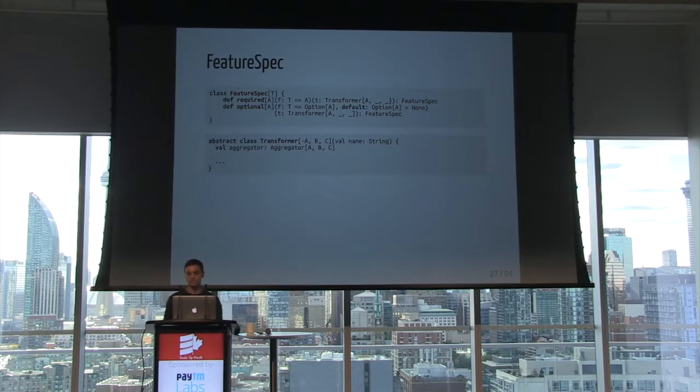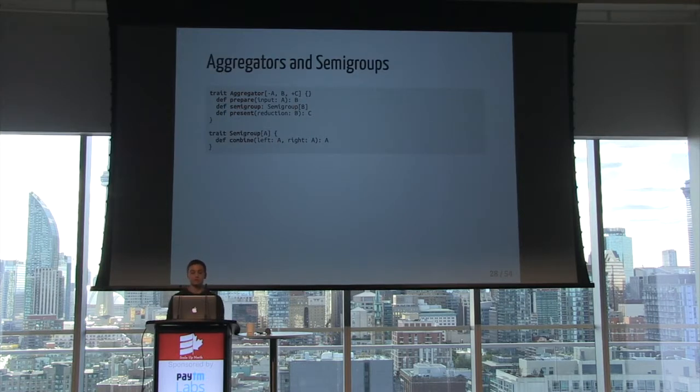Okay, so this is kind of a stripped down definition of the transformer class. There's a few other things in there, but again, it's basically a wrapper around an aggregator. And I've mentioned aggregator a few times now, so let's talk for a second about what that actually is. So here's the trait definition.